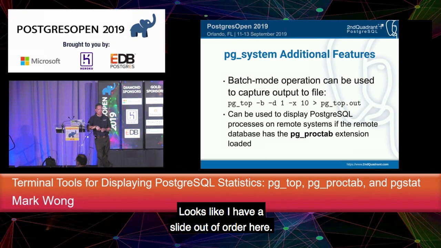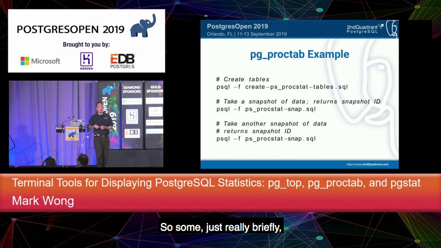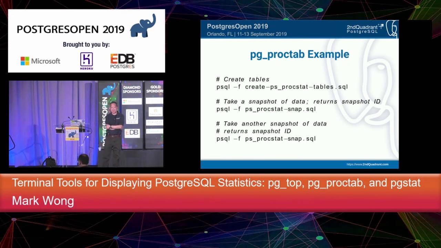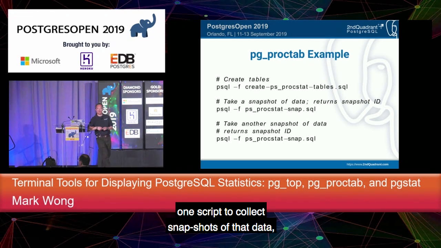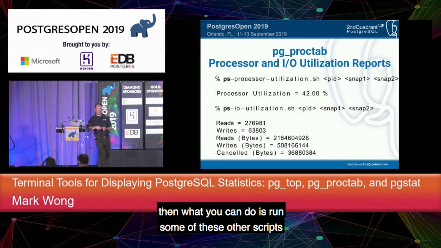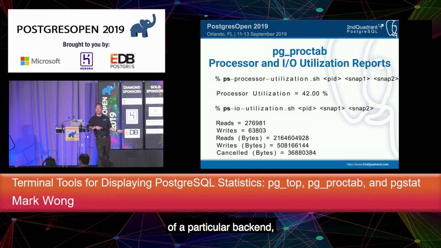Looks like I have a slide out of order here. Just really briefly, going over some of the example scripts. There's one script to create the tables, one script to collect snapshots of that data, so if you were to create the table, keep running the SQL script to collect that data. Then you can run some of these other scripts that are provided to report what the process utilization is of a particular backend identified by its PID.